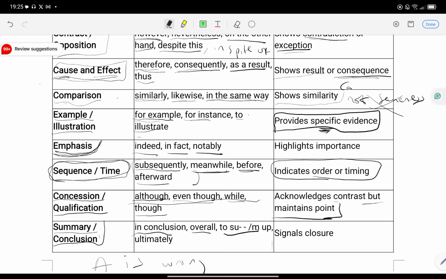Another is sequence and time. This just means the relationship of trying to show the arrangement of something, or the order in which something occurred. For instance, we have subsequently, which means after. We have meanwhile, which means the order in which something also occurred. We have before and afterward. Before, obviously, meaning something occurred prior, and afterward, meaning something occurred after.